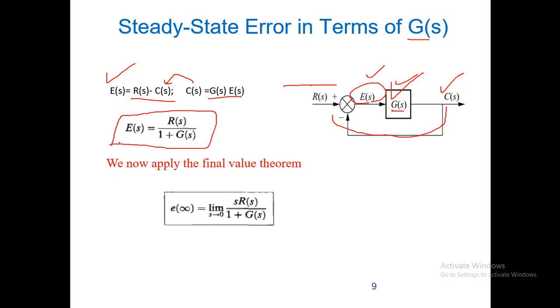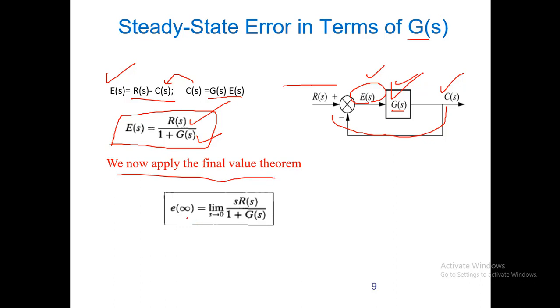So the value of this E of S will be R divided by 1 plus G of S. So if you have the value of the given input and you have the value of the output, you can get the steady state error. And if you want to apply the final value theorem, you can also do that as well.